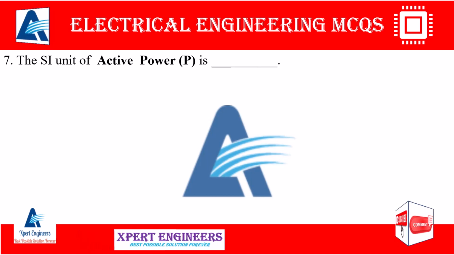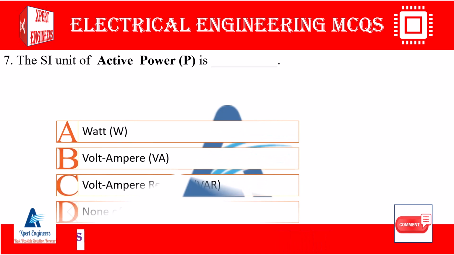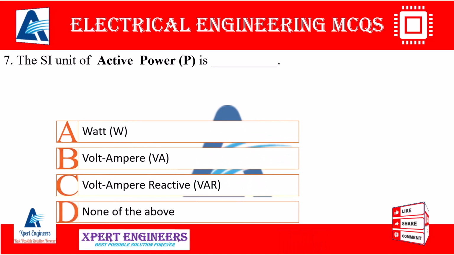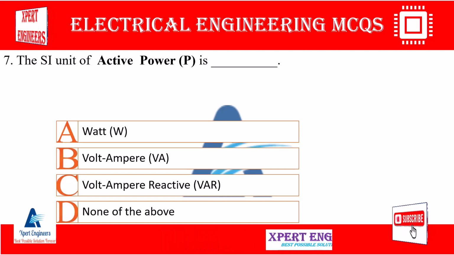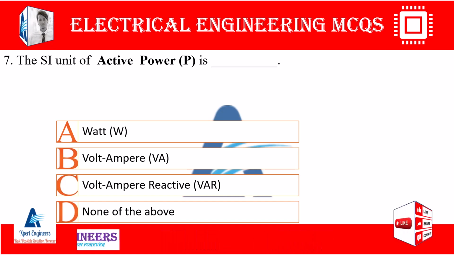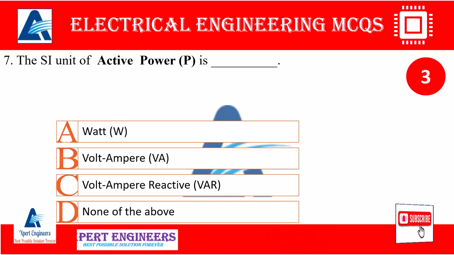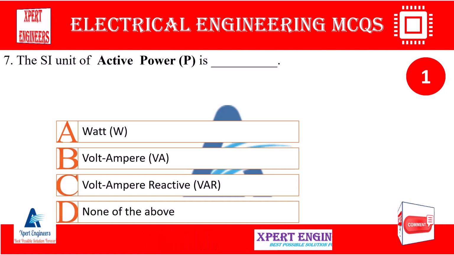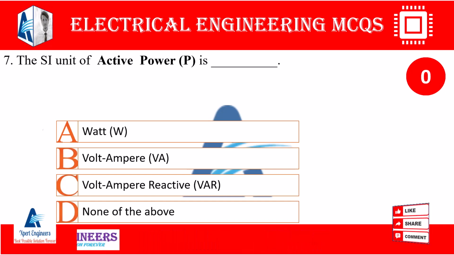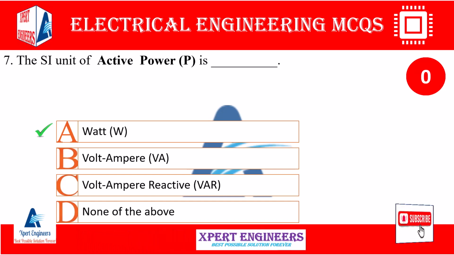Next is the SI unit of active power is dash. A. Watt, B. Volt ampere, C. Volt ampere reactive and D. None of the above. The correct option is A. Watt. The SI unit of active power is watt.